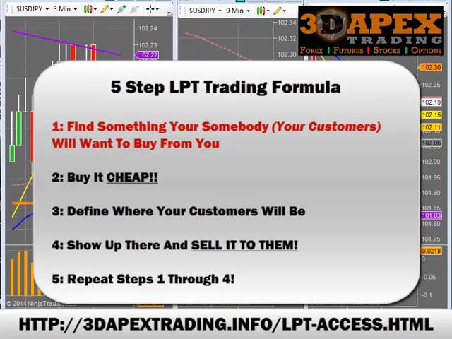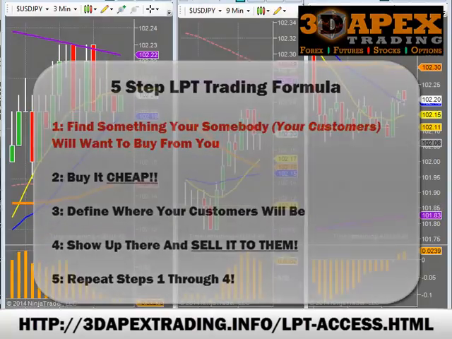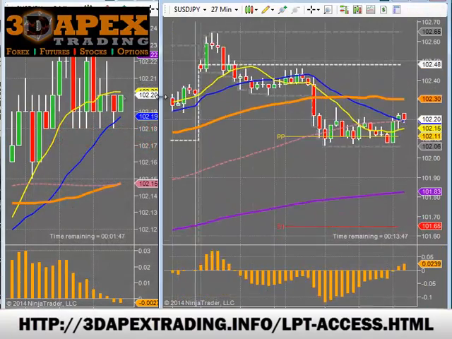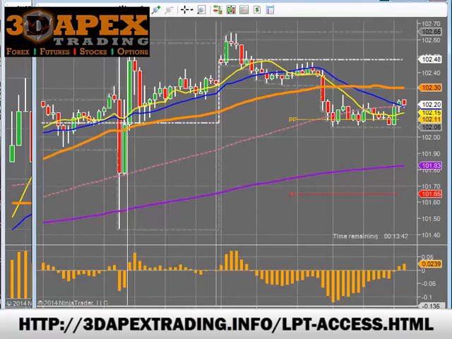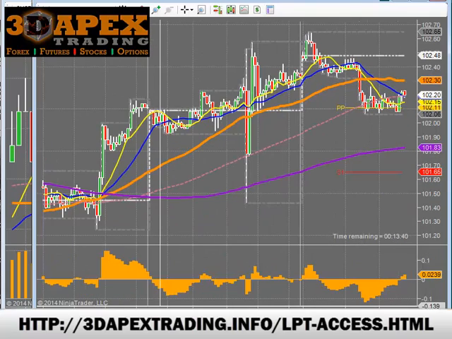Okay, so as you know, the first step in the formula is to find something that somebody's going to want to buy. And as luck would have it, this trade is a long opportunity, so they will be wanting to buy stuff from us. If I open up the 27-minute chart, which is my confirmation chart over here, you can see that the market has, and let me squish this down a little bit, the market's been kind of trading in a range for some period of time.